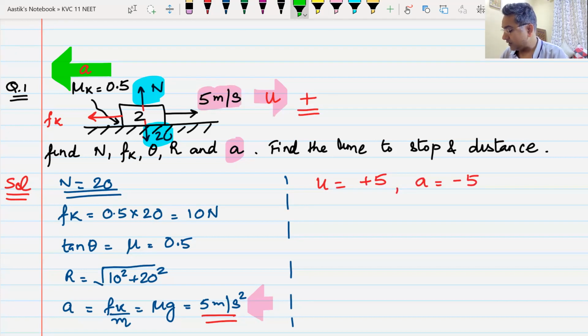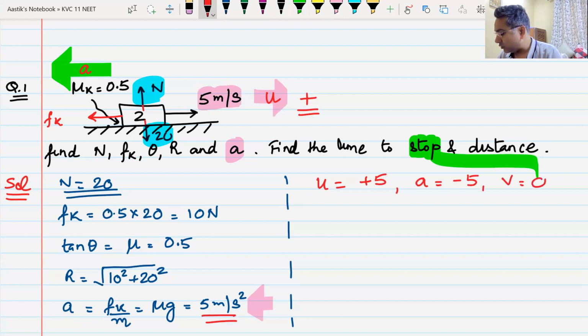Now, the body is going to stop. If the body is going to stop, you can tell me the final velocity v is going to be 0. Yes or no? Because the body is going to stop. The final velocity is going to be 0. You know u, you know a, you know the final velocity is 0. How can you calculate time? You can apply equation number 1. V is equal to u plus at and get the value of time from here.